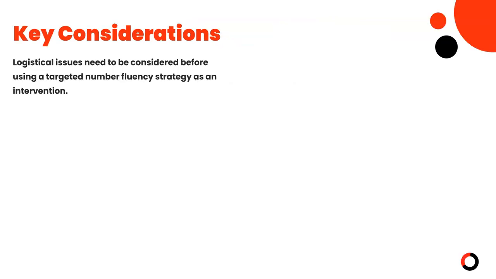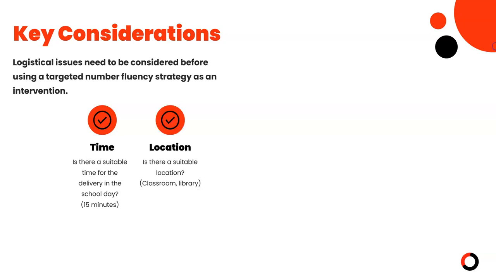So moving on to key considerations. When delivering targeted interventions, such as a number fluency strategy as an intervention, you need to consider some of the key logistical issues. So is there a suitable time for the delivery in the school day? And this is 15 minutes. Is there a suitable location, such as a classroom or library?